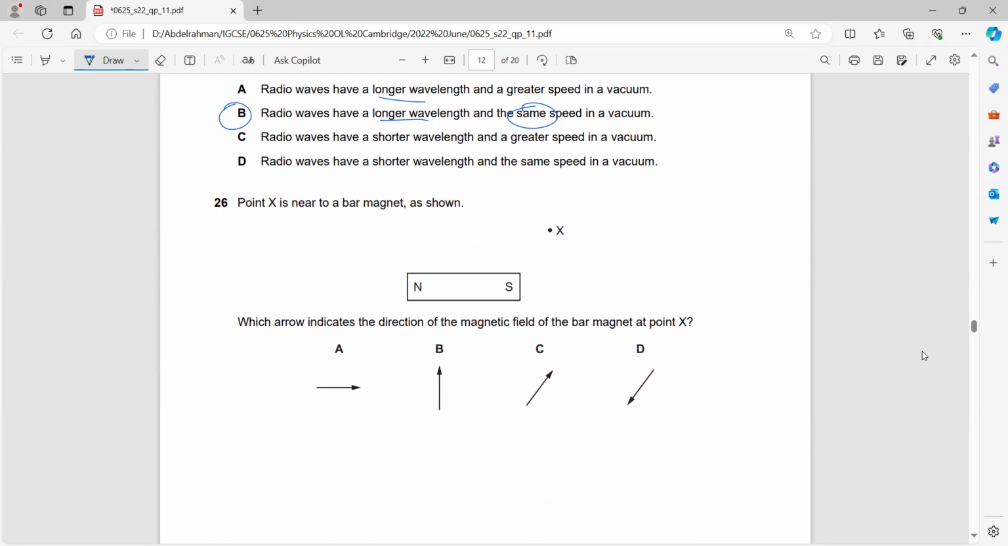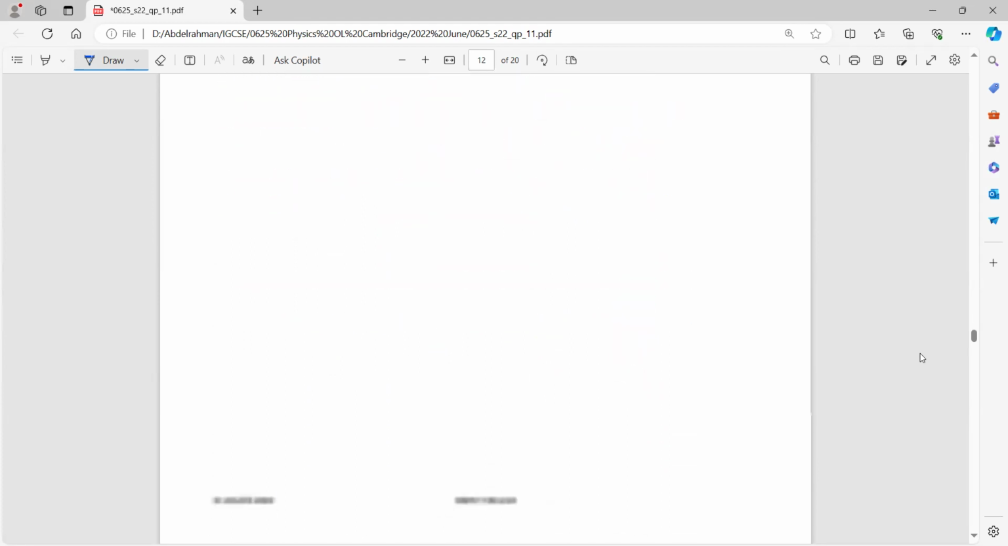Point X is near to a bar magnet as shown. Which arrow indicates the direction of the magnetic field of the bar magnet at point X? B. Why this one? See, if I draw a magnetic field line this way, these are the arrows. So basically at this point it's bending towards the south pole, which is D. Okay.